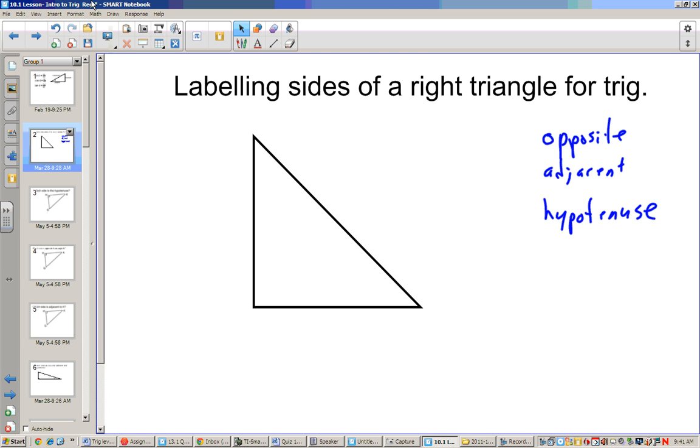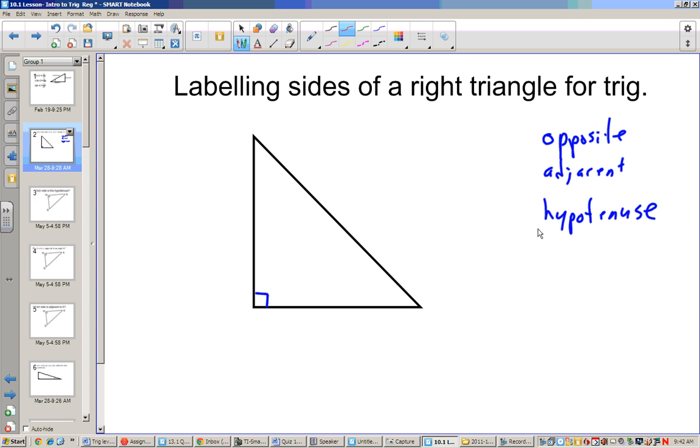Hello, today we'll be labeling sides of a right triangle for trigonometry. The first thing we need to do is get a right triangle. And in this right triangle, there's one right angle that's at 90 degrees. Now, the three sides of a right triangle are opposite, adjacent, and hypotenuse.